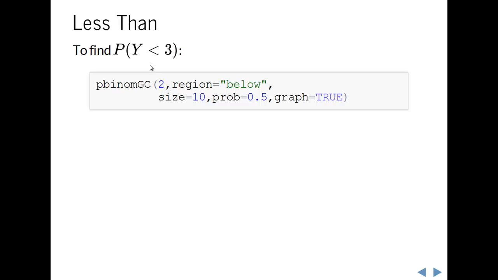Since we are dealing with a discrete random variable, these expressions mean the same thing. Think about it. Y less than 3 means Y is either 0, 1, or 2. Same thing, Y less than or equal to 2 means Y is either 0, 1, or 2. So we've converted the strict less than inequality to what the pbinomGC function interprets as the default. Keep in mind, outputting the graph helps to verify that we've computed the correct probability. So take a look.